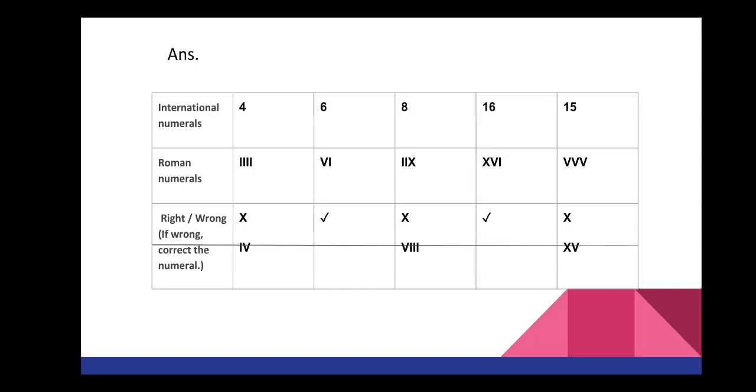The last international numeral given is 15. Roman numeral given there is VVV. It is absolutely wrong, so we will put wrong in the wrong column and we will correct it and write as XV.